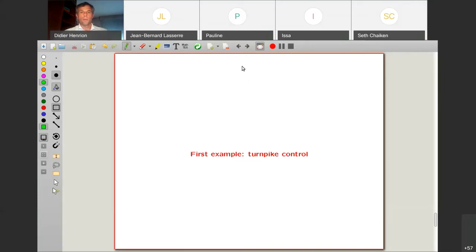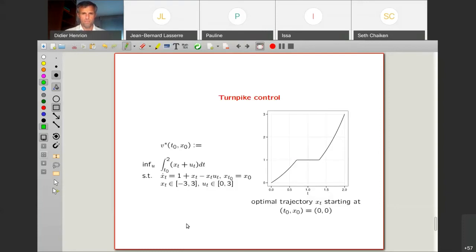So, two examples to conclude. The first one is the so-called turnpike control. It's a classical optimal control problem. The optimal strategy is to control at the beginning, then to do nothing during some time, and then to control at the end, just like when you're driving on a highway. And it is formulated like that. It's nonlinear. And here's an example of an optimal trajectory, x of t, starting at initial time and initial condition 0, 0. This is a scalar problem.